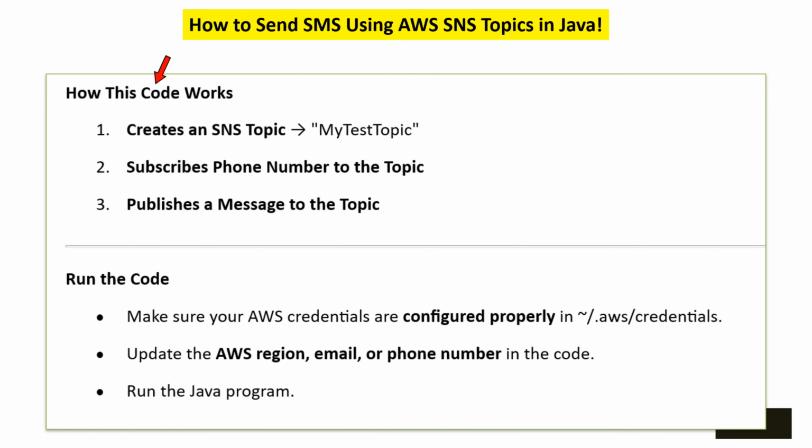We will write the Java program to create an SNS topic, subscribe the phone number to the topic, then publish a message to the topic. Before running the code, you have to make sure your AWS credentials are configured properly in this particular file. Then update the AWS region, email or phone number in the Java code. And you have to make sure your phone number is added to the sandbox destination. We will see how to do that. Then you have to run the Java program.